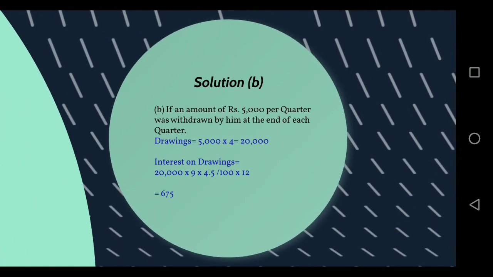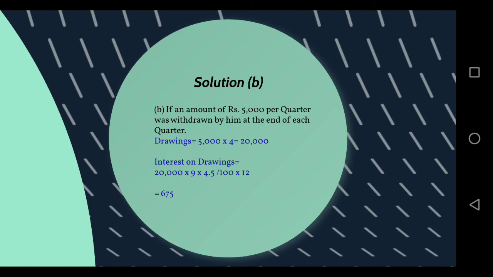Second was if we withdrew rupees 5000 per quarter at the end of each quarter. Now this is the case of quarter. So in a year we have 4 quarters. So first we will calculate drawings. 5000 per quarter withdrawn 4 times during the year. So 5000 into 4, 20,000 is the amount of drawings.